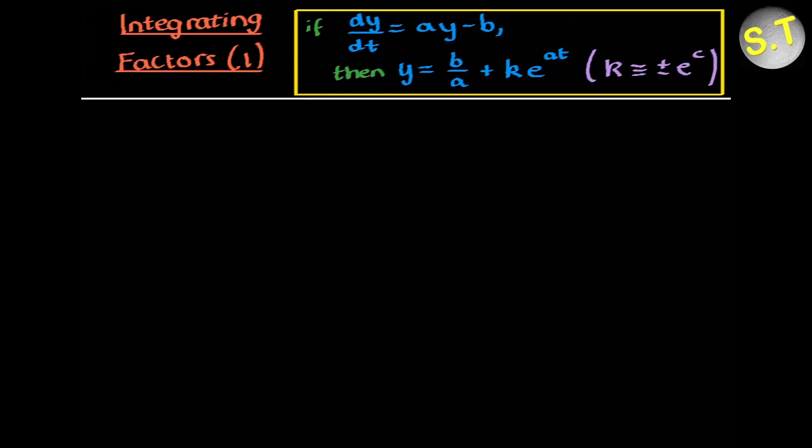So let's say we're given the equation dy by dt minus 2y equals 4 minus t. We know already that we can't directly apply this general formula, so we need to use the method of integrating factors.